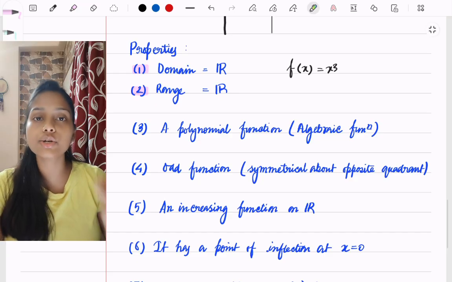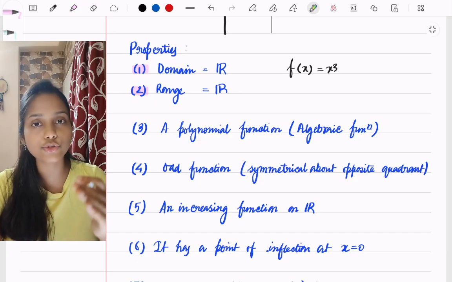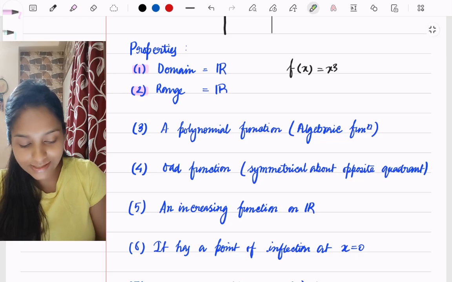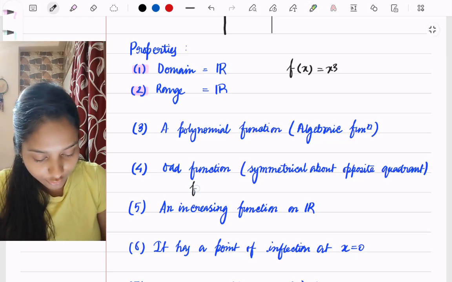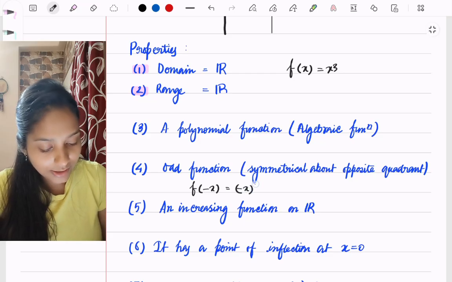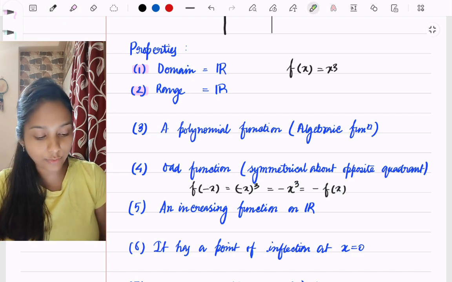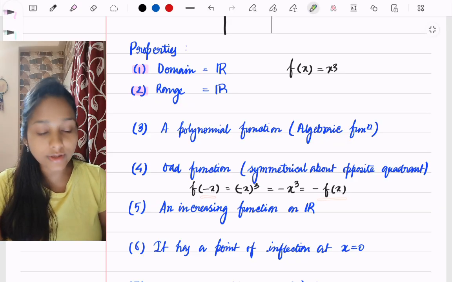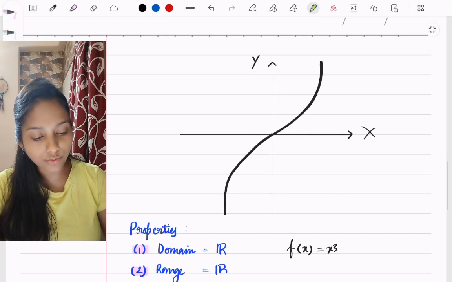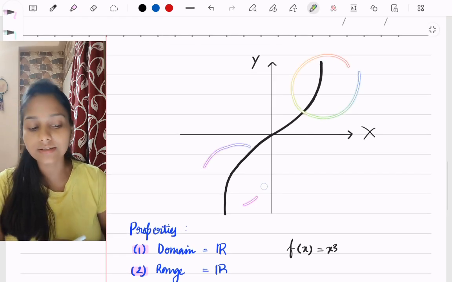For an odd function, we must have f(-x) = -f(x). So here it satisfies this. f(-x) means (-x) cube, which gives -x cube. So it is -f(x). So f(-x) = -f(x). So it is an odd function and it must be symmetric about the origin, between opposite quadrants, which is the case: the first quadrant and the third quadrant.